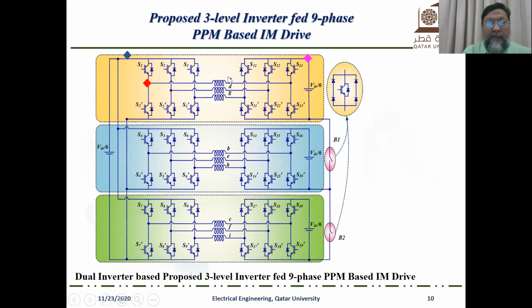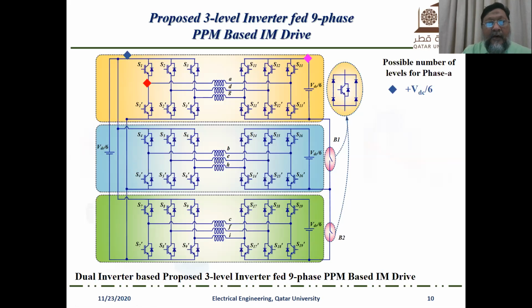So here this is 3 windings, 3 windings, and 3 windings. This is supplied by dual 3-phase inverters. Here 3-phase inverter and dual 3-phase inverters. The DC link is common here, VDC by 6. Here the DC links are separate, and VDC by 6, VDC by 6, and VDC by 6. Then there are 2 bidirectional switches, B1 and B2, that are used. We'll see how they operate.